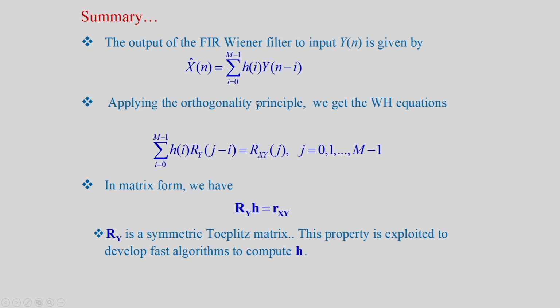Applying the orthogonality principle, we get the Wiener-Hopf equations like this: summation h i into Ry j minus i, i going from 0 to m minus 1, is equal to Rxy j, for j equal to 0 to m minus 1. There are m equations and m unknowns. Therefore, we can solve this set of equations to get the filter coefficients. In matrix form, we have Ry h is equal to Rxy, that is the autocorrelation matrix into the h vector is equal to the cross correlation vector. We also observed that Ry is a symmetric Toeplitz matrix, and this property is exploited to develop fast algorithms to compute h. Thank you.